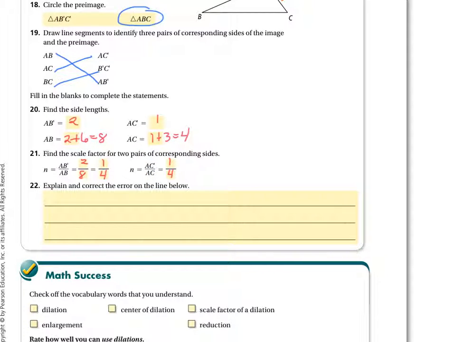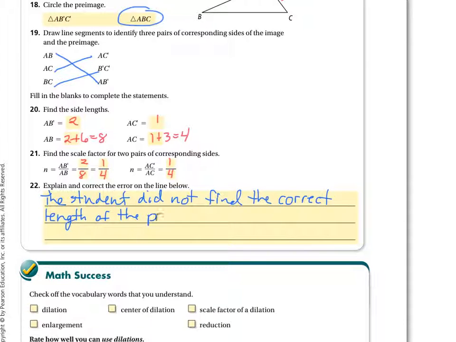And so my response would be, and yours can just be similar, it doesn't have to be the same: the student did not find the correct length of the pre-image when using it to find the scale factor.